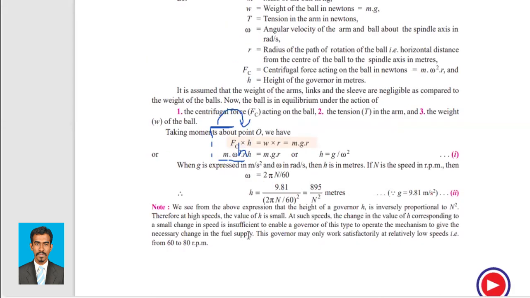It cannot give the necessary changes to the fuel supply, and therefore this governor may only work satisfactorily at relatively low speeds, from 60 to 80 rpm, right? So the satisfactory working limit for this type of governor, the Watt governor, is 60 to 80 rpm, right? This is not a hard and fast rule, but usually the efficient working range is given as 60 to 80 rpm, right?